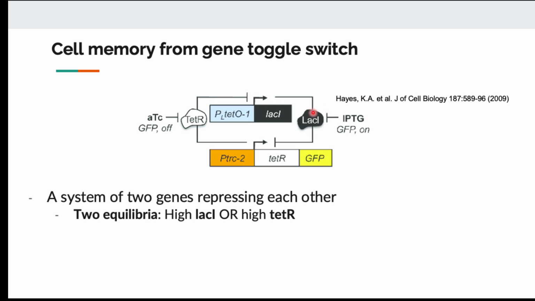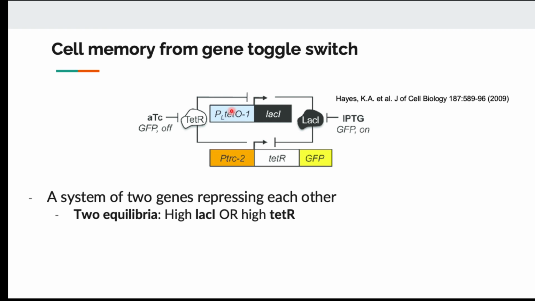If you have high expression of LacI, it will repress TetR, and if TetR is repressed, nothing will stop LacI from being produced. So you will maintain high expression of LacI. On the other hand, if you have high TetR, it will repress LacI. And with no LacI being produced, nothing stops TetR from being produced. So you continue to have high TetR.